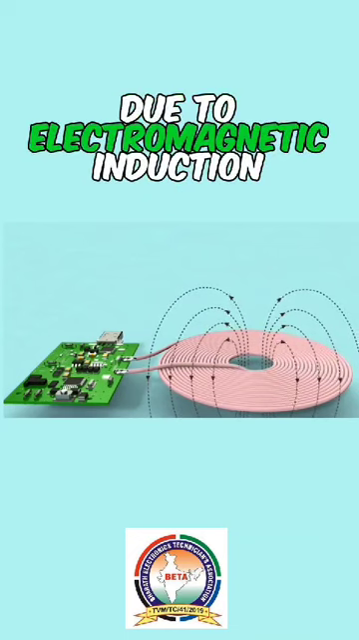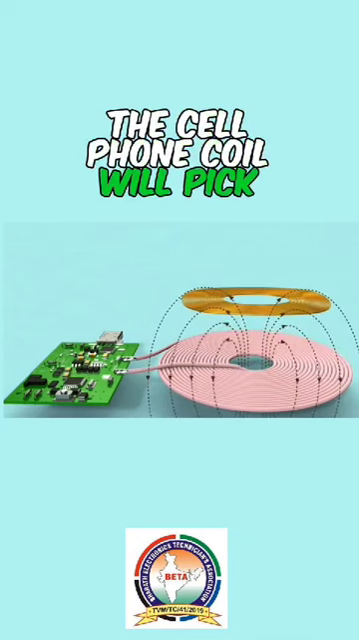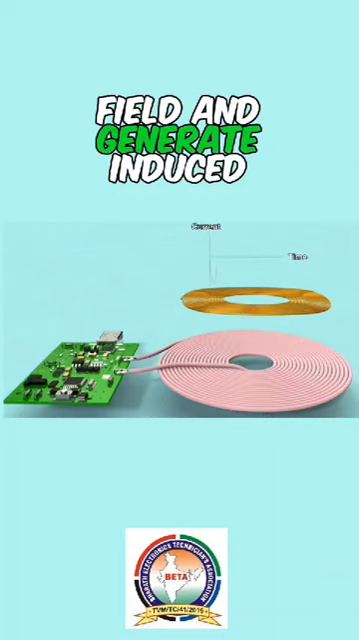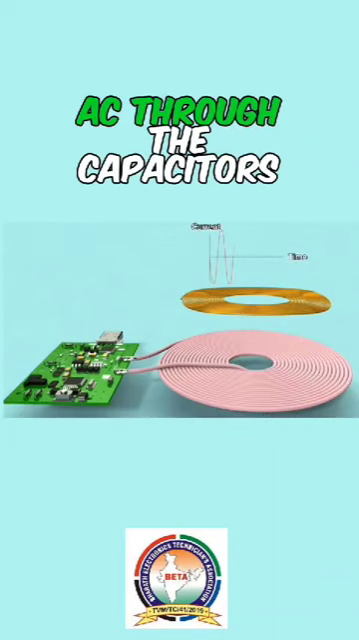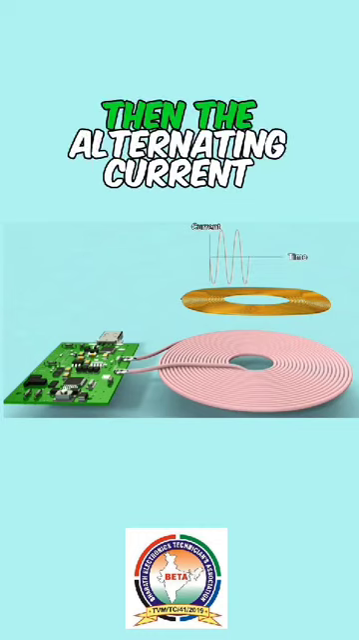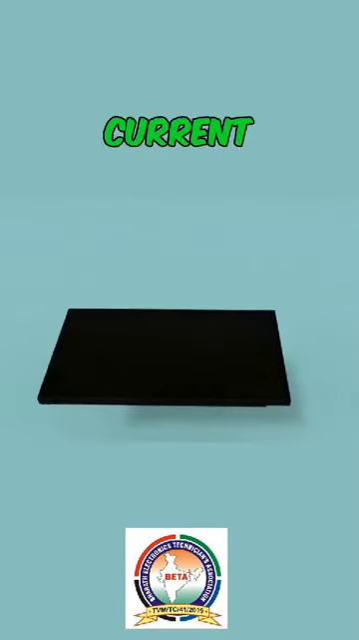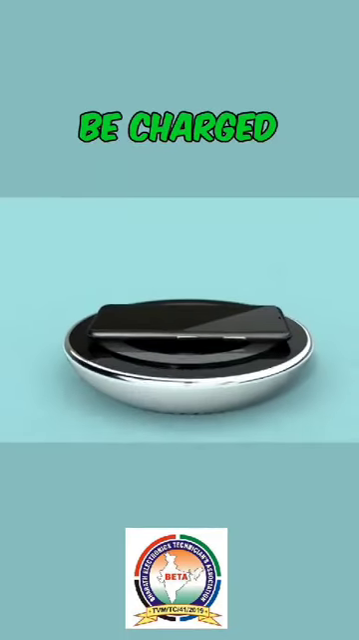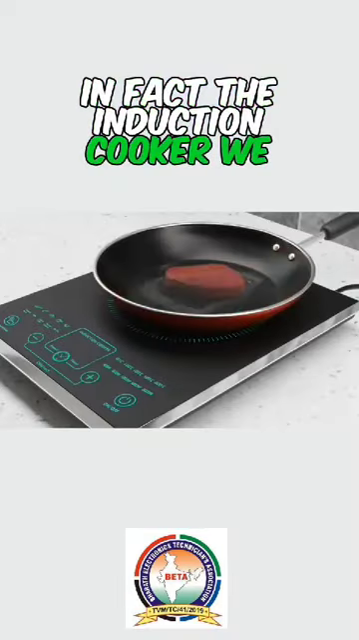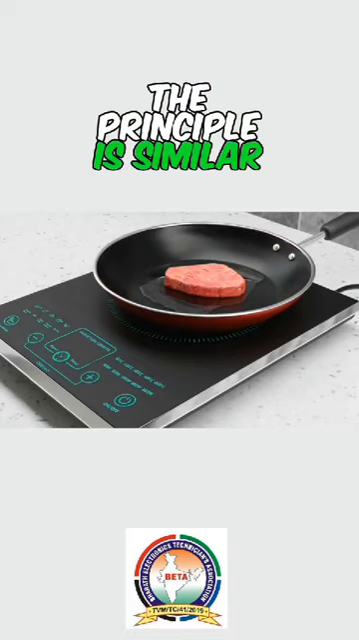Due to electromagnetic induction, the cell phone coil will pick up this magnetic field and generate induced alternating current, AC, through the capacitors in the circuit. Then the alternating current through the rectifier regulator is reconverted to direct current, so that the cell phone battery can be charged. In fact, the induction cooker we use in life, the principle is similar to this.